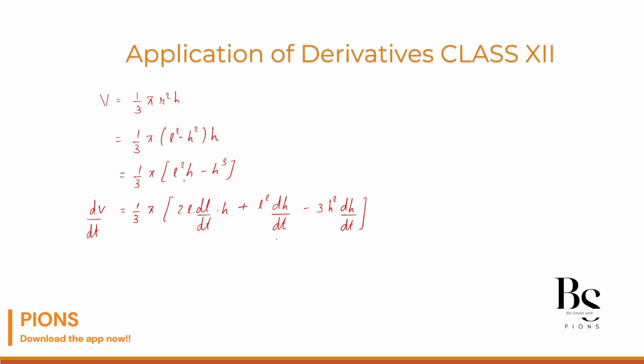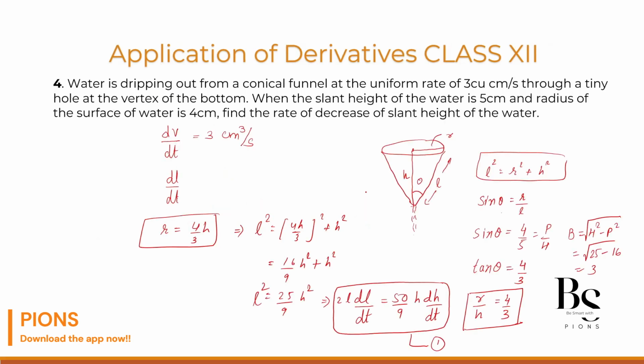Okay, this is simple differentiation. For L square, I have used the multiplication rule. So L square gives 2L dL by dt into h, plus, because the two are multiplied together, L square as it is times the derivative of h, which is dh by dt, and this will give you minus 3h square dh by dt. Correct? Now let's go back and find the value of dh by dt from here.